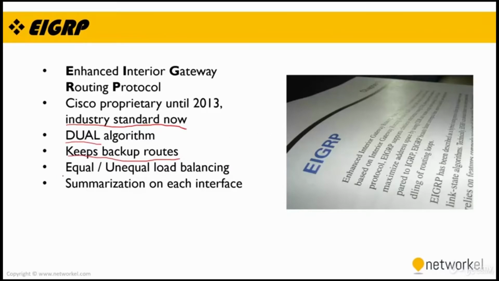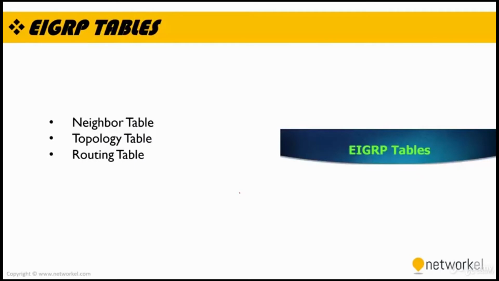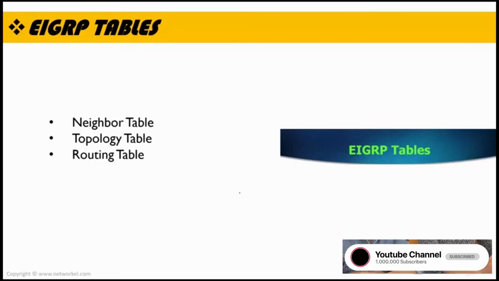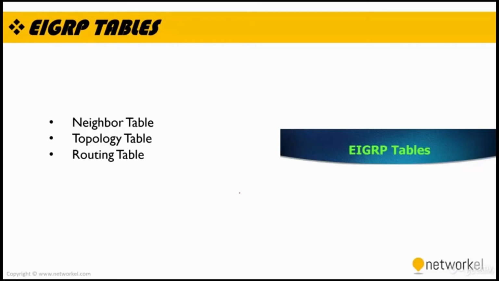EIGRP can also do equal and unequal load balancing, and you can summarize on each interface in EIGRP, whereas in OSPF you can summarize only at the ABR and ASBR. EIGRP also uses tables, as OSPF does. We have three types of tables here too. The first one is the neighbor table, which includes all neighbors directly connected to the router using EIGRP, and that's the same thing as in OSPF.